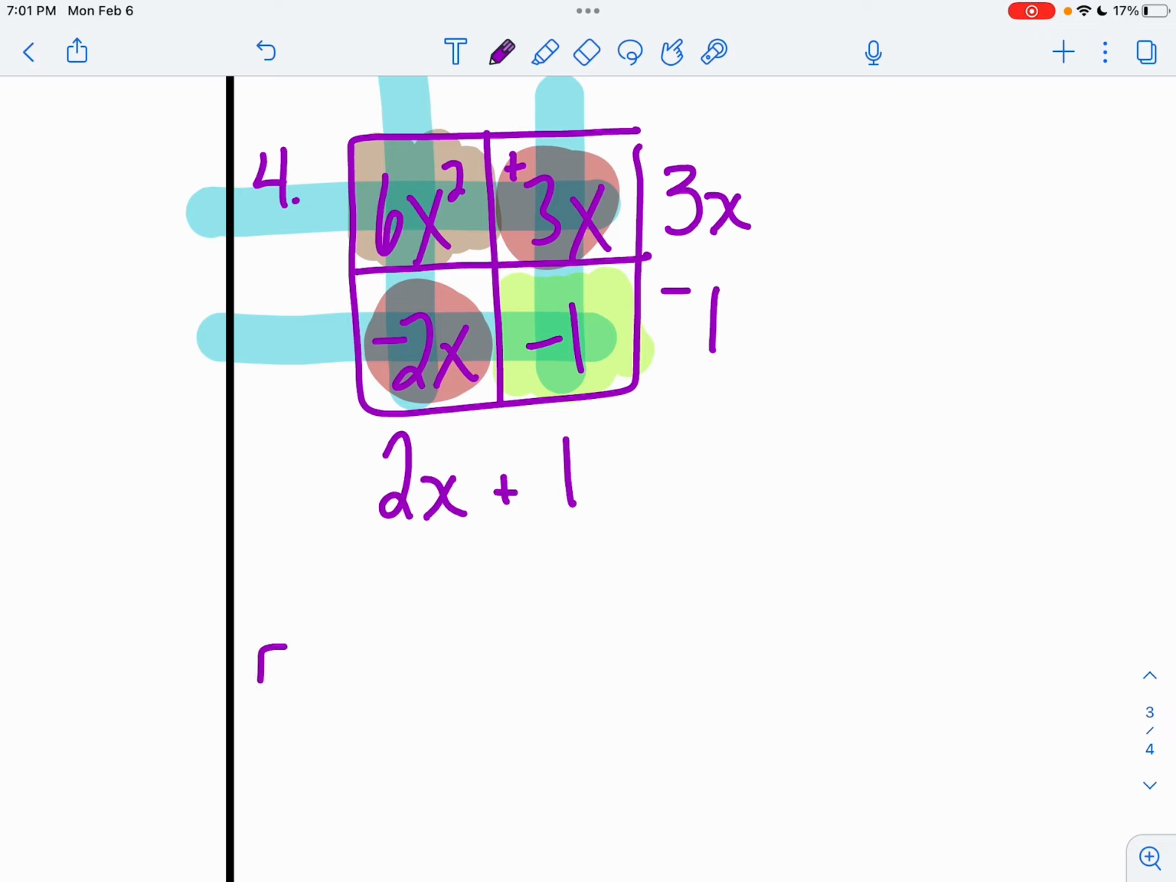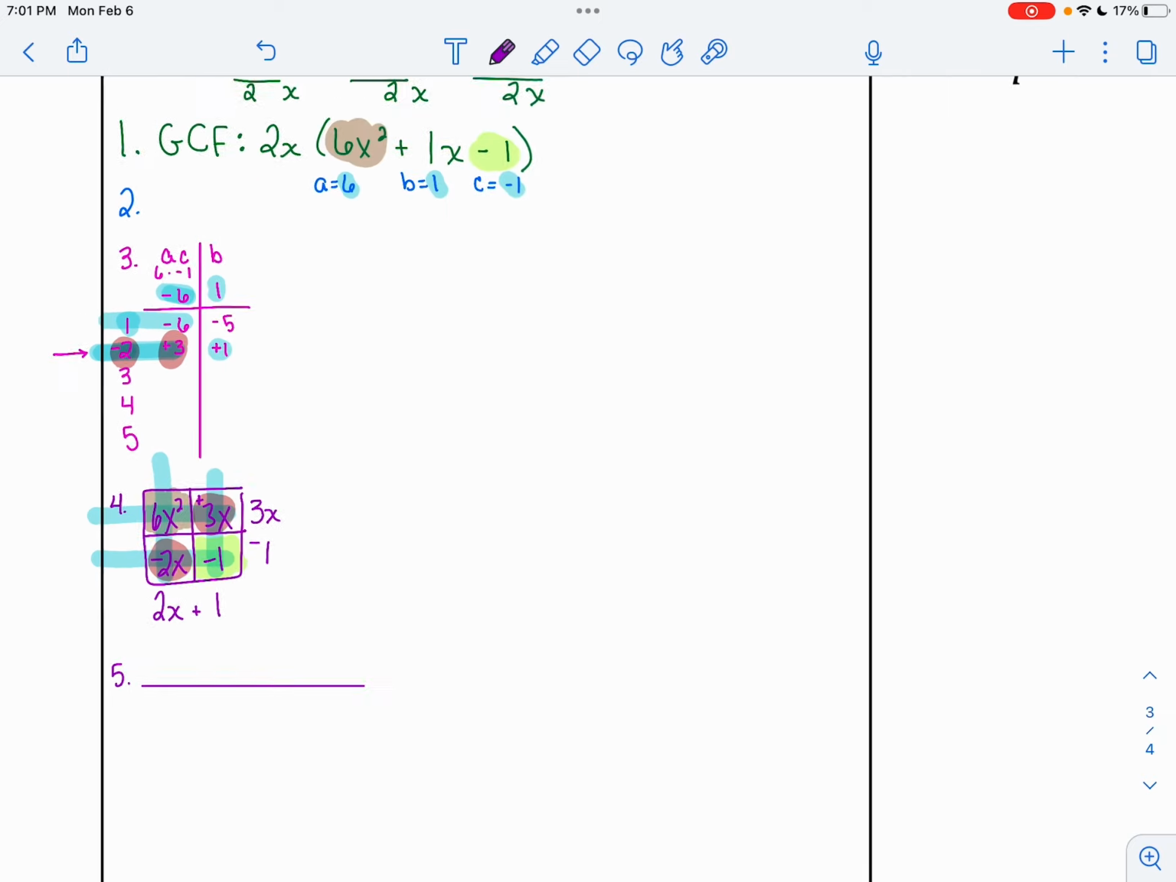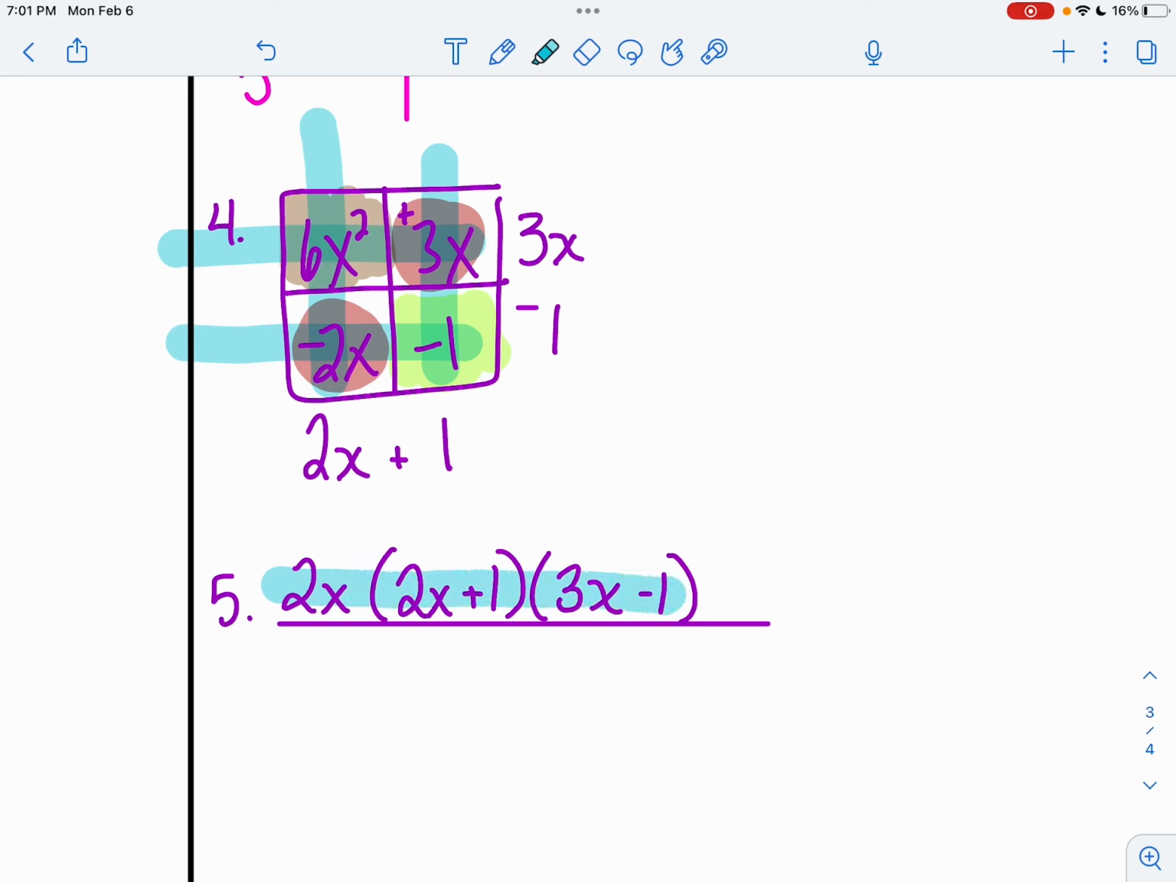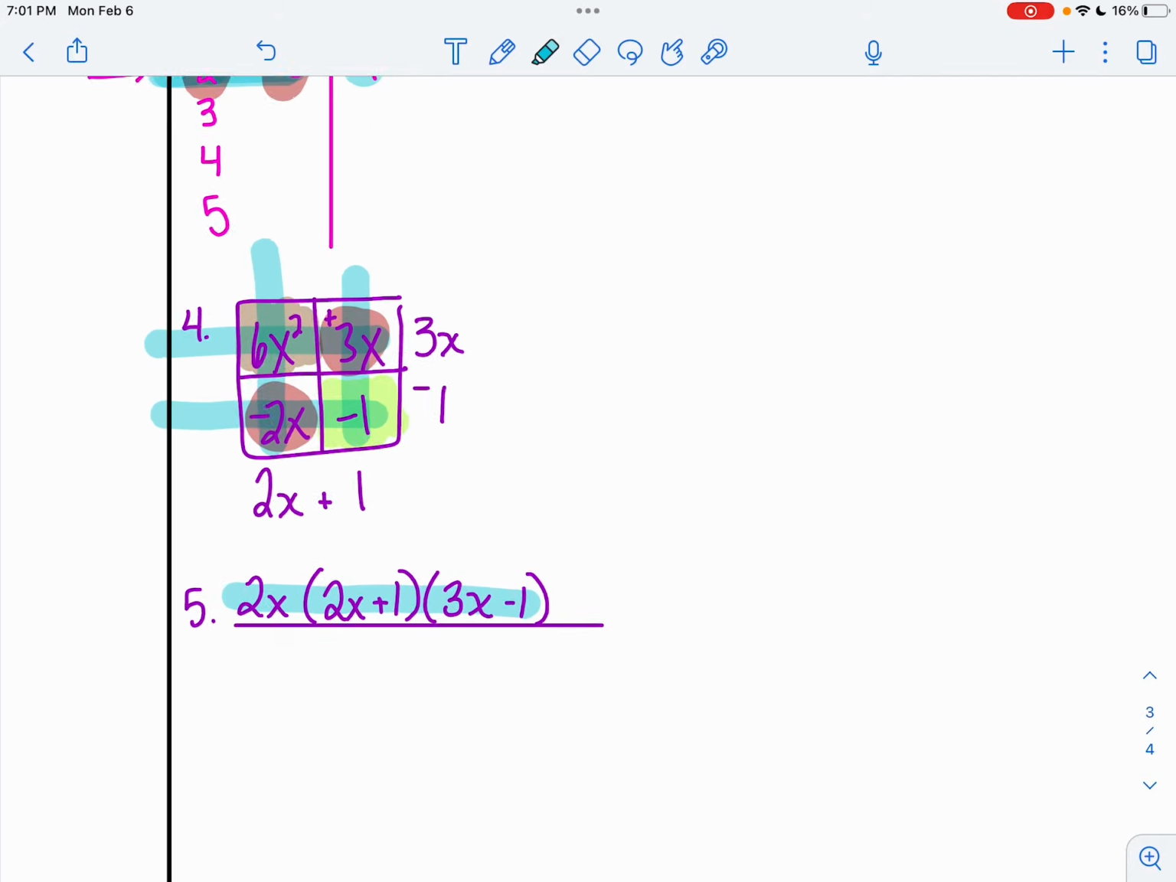Step 5. State your final factors of the original polynomial, which were the original 2x, the bottom 2x plus 1, and the other 3x take away 1. There's nothing here that you can leave out, you need everything, even those ones, because they're important. So the final factored form is the GCF of 2x, the 2x plus 1, and the 3x minus 1.